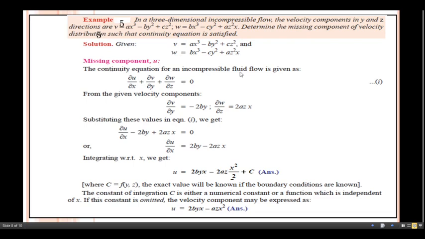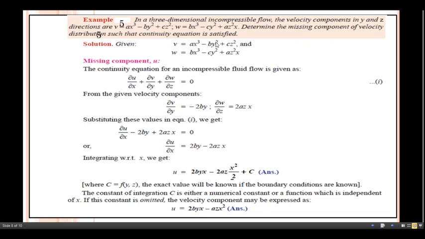The continuity equation for incompressible fluid flow is given by this relation: ∂u/∂x + ∂v/∂y + ∂w/∂z = 0. This is the continuity equation for incompressible fluid flow. Now from this relation get the value for ∂v/∂y. ∂v/∂y means you should differentiate this equation with respect to y. Differentiating these terms with respect to y, you automatically get 0 for this one, 0 for this one.